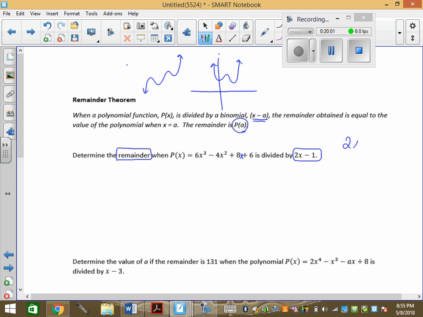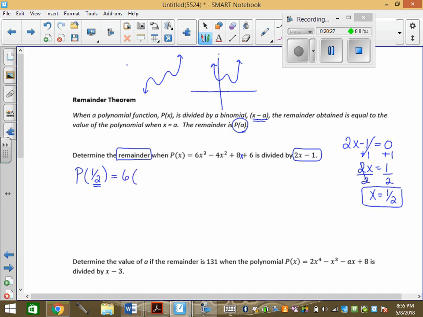So I need to solve for that first. 2x minus 1 equals 0. Add the 1. 2x equals 1. Divide by 2. x equals a half. So now I'm going to find p of a half. What does that mean? That's function notation. What's in this bracket goes in for x. That's what function notation stands for. So for the polynomial, I'm going to put a half in for every x.